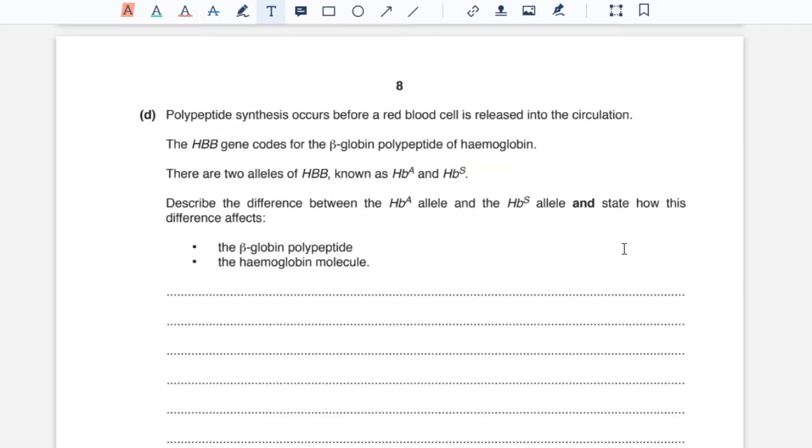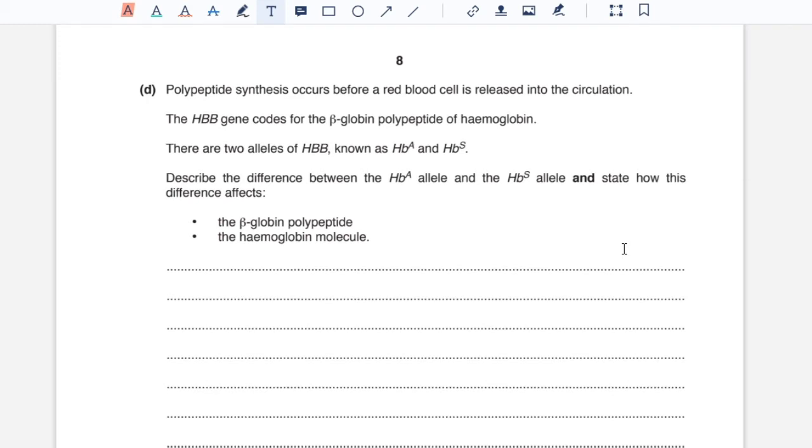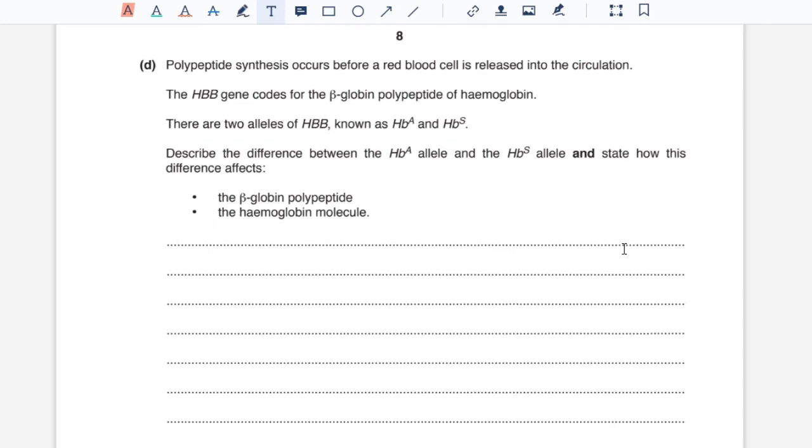D. Polypeptide synthesis occurs before a red blood cell is released into the circulation. The HBB gene codes for the beta globin polypeptide of hemoglobin. There are two alleles of HBB known as HBA or HBS. Describe the difference between the HBA allele and the HBS allele, and state how the difference affects the beta globin polypeptide and the hemoglobin molecule. Since a gene is a length of DNA that codes for the polypeptide, that means the two genes would have a difference in the DNA. That difference is a nucleotide.